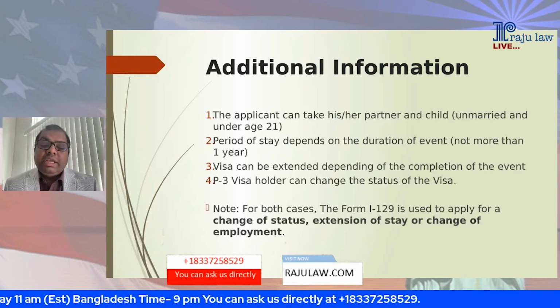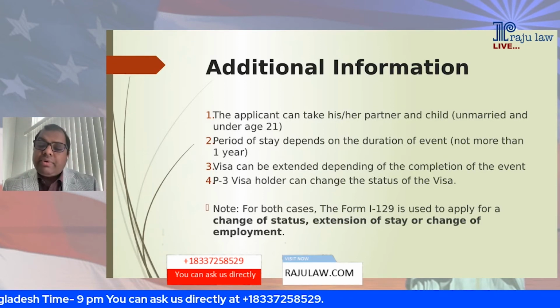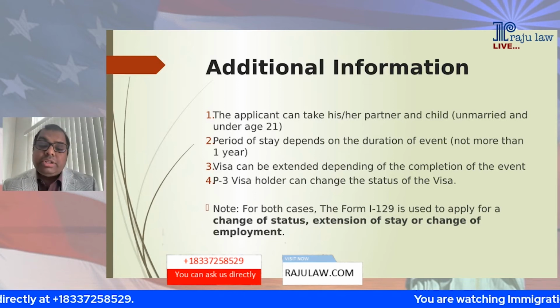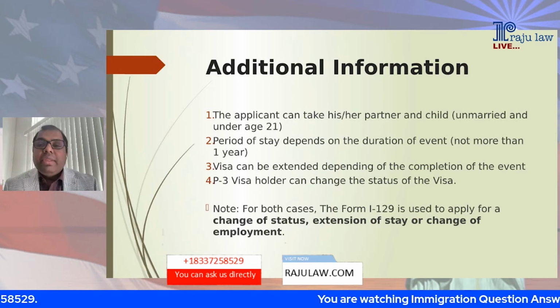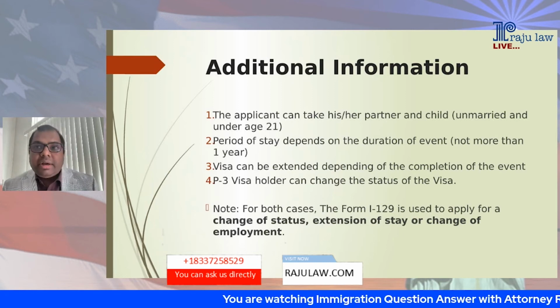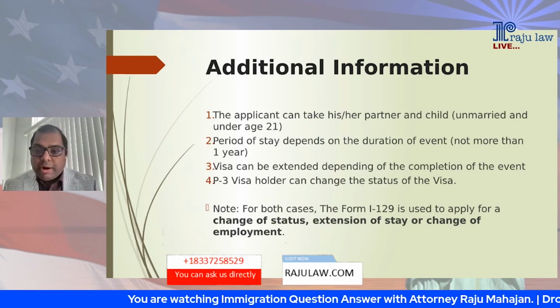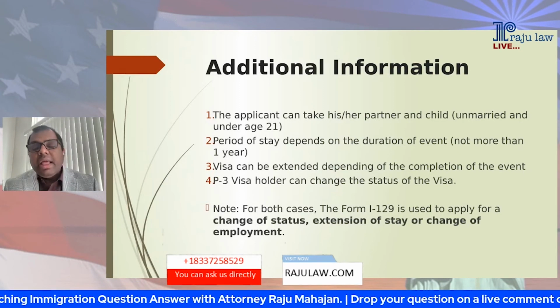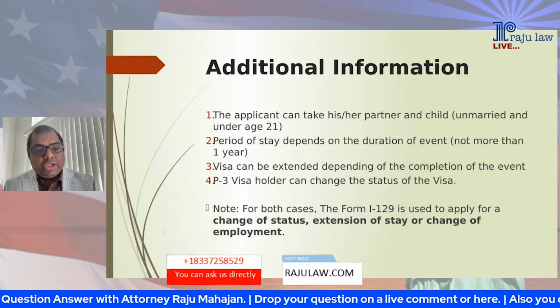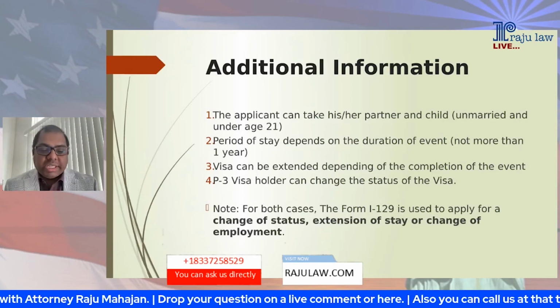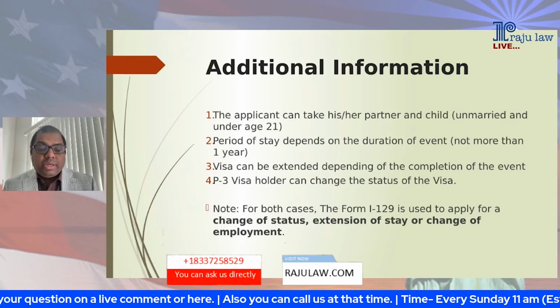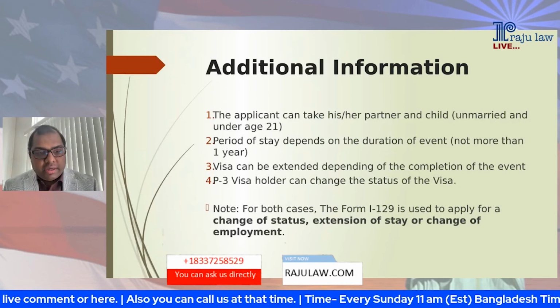The final thing is a note: for both cases, the form I-129 is used to apply for a change of status, extension of stay, or change of employment. Meaning, let's say you came to America under ABC Corporation to perform a musical thing, and then after 2 months you got another job from another company called XYZ. You can change your employment from ABC to XYZ by applying with another I-129 form.